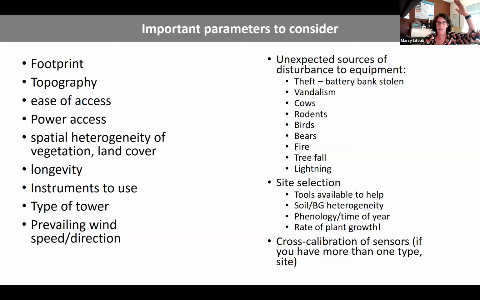It's always easy to move your instruments up, and believe me, it's a lot easier to do that than to install a new 130-foot tower. So those are things I would definitely think about.